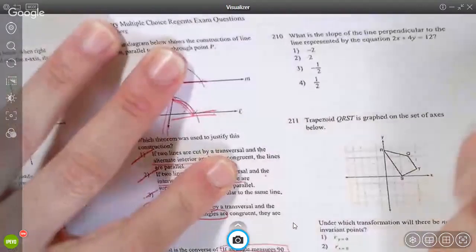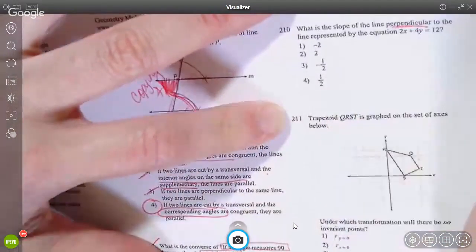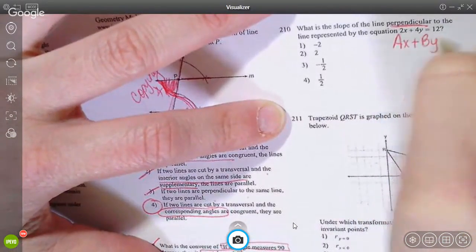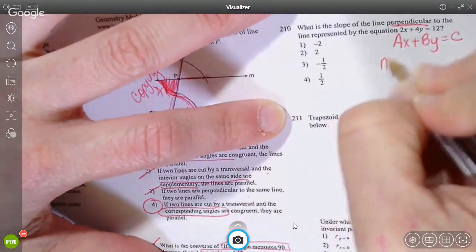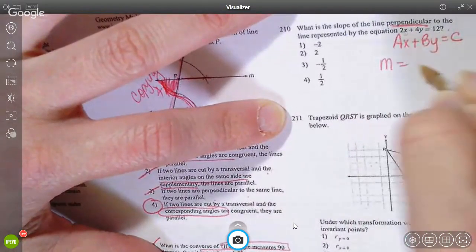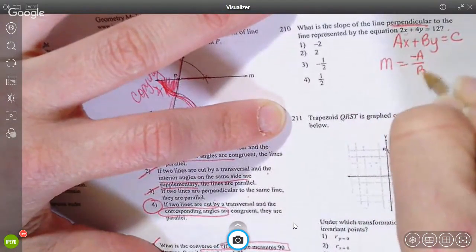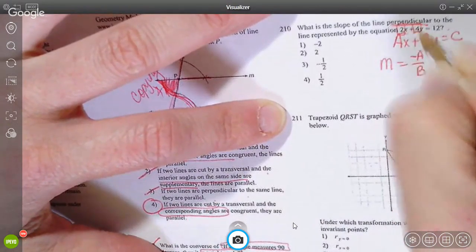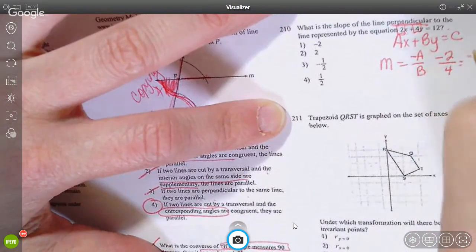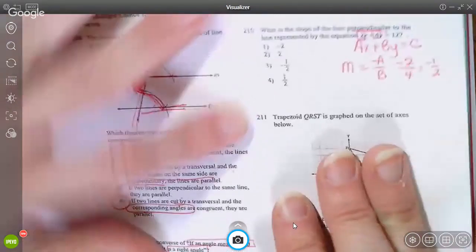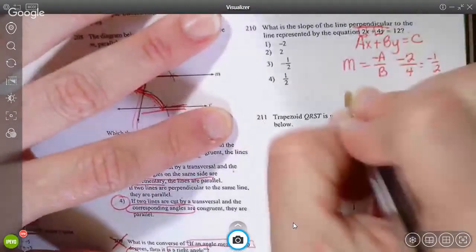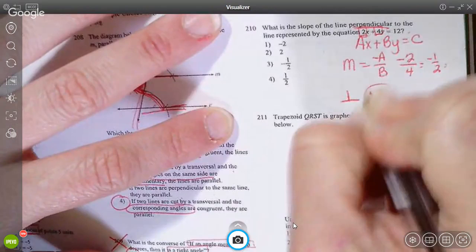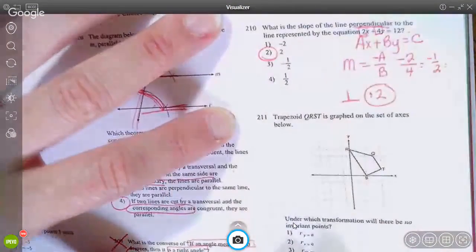210, it wants perpendicular. So I'm going to show you what we've talked about a couple times before. Whenever you need to find the slope, and it's in this order, it's just the opposite of A divided by B. So the opposite of +2 is -2, and then whatever the B is, 4. So we're left with -1/2. It wants the perpendicular slope, so the perpendicular slope is the opposite reciprocal. So it would be +2. Choice 2.